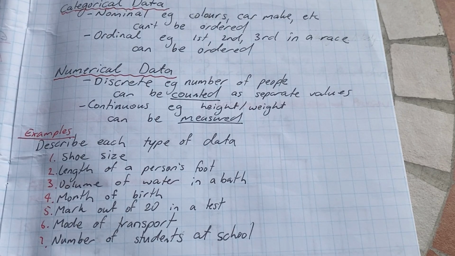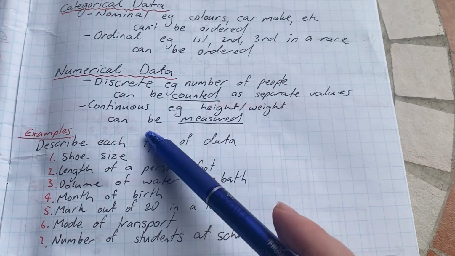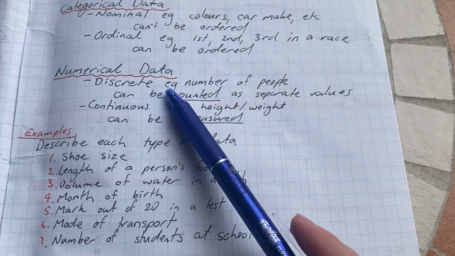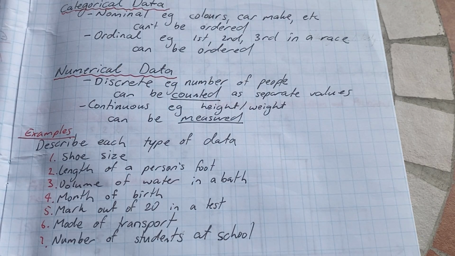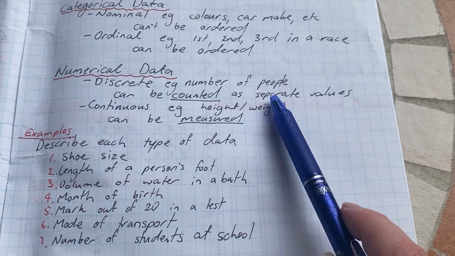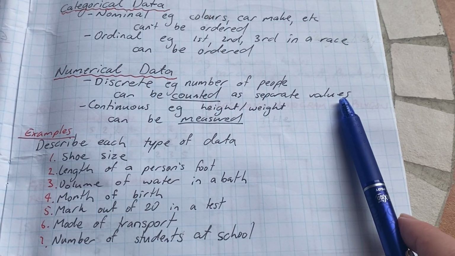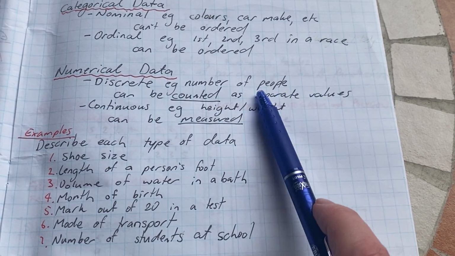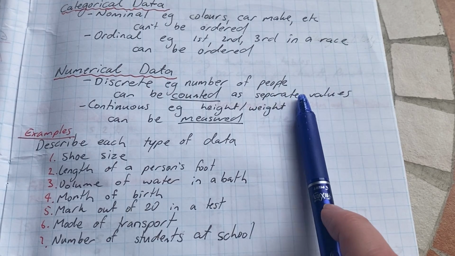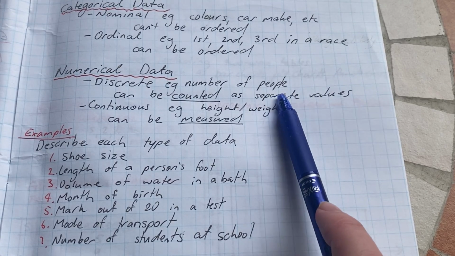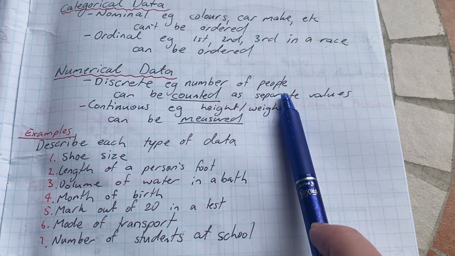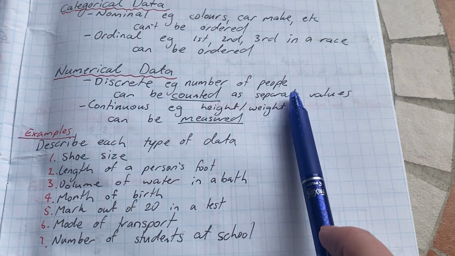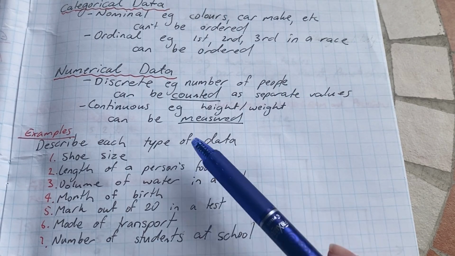Numerical data can be discrete or continuous. So numerical discrete data is something like, for example, the number of something, the number of people. It's things that can be counted as separate values. So there's kind of spaces between the numbers. So you could have halves, like 1, 2, 3, 4 would be certainly discrete, but even 1, 1.5, 2, 2.5, 3, that's discrete as well.